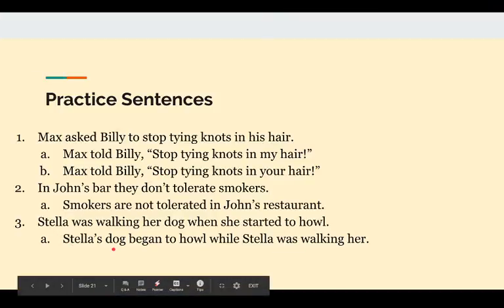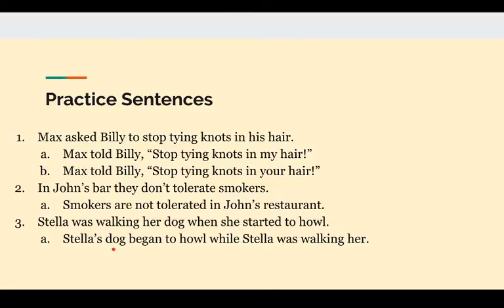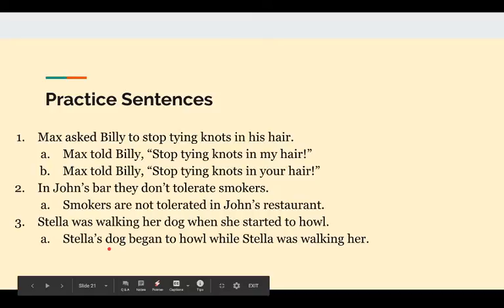So this is a way that I used to fix these ambiguous and vague reference problems before. But if you want to make your sentence very clear, you can just put the subject that you're actually referring to, the antecedent, in the beginning of the sentence. So Stella's dog began to howl while Stella was walking her. Stella's dog, or just dog, is the antecedent for her. We're putting it directly here, so we're kind of stating and starting the sentence with knowing who the subject is.